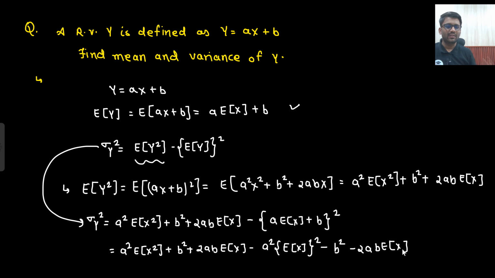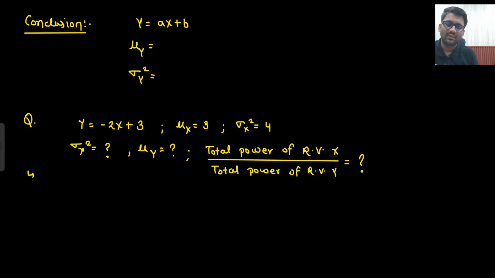Did you understand this point? Did you understand this equation? Very simply, expectation of y square I have put, which is this one. Then expectation of y whole square I need to put. So expectation of y is a into expectation of x plus b. Then this square, plus 2ab expectation of x. Then there is a minus sign, so with the minus sign you open it up. This and this are getting cancelled out. B square and b square are getting cancelled out. So what is the answer you are getting?